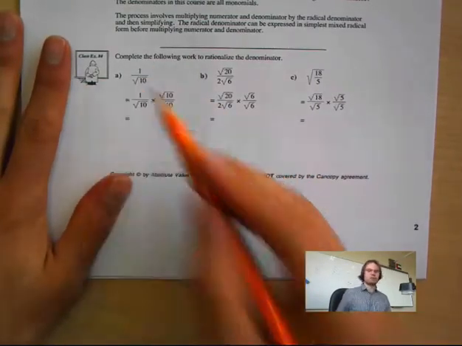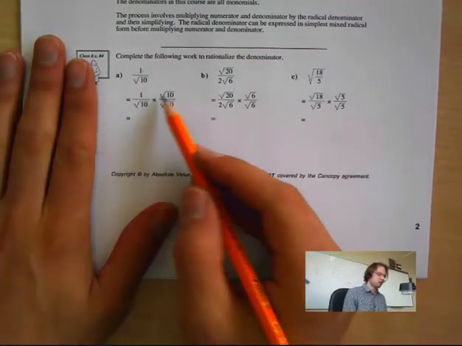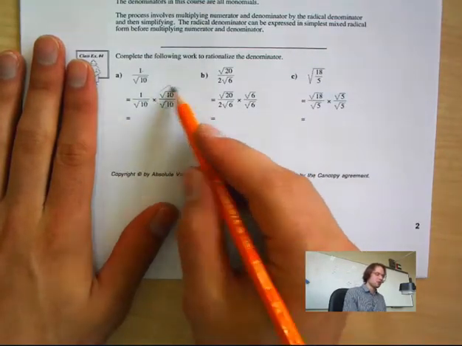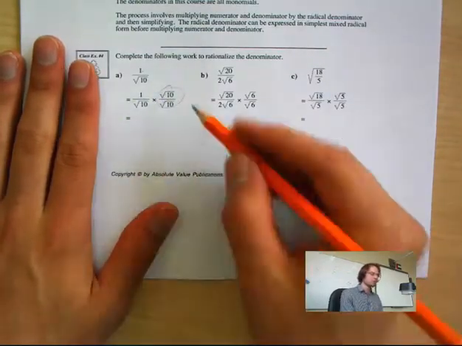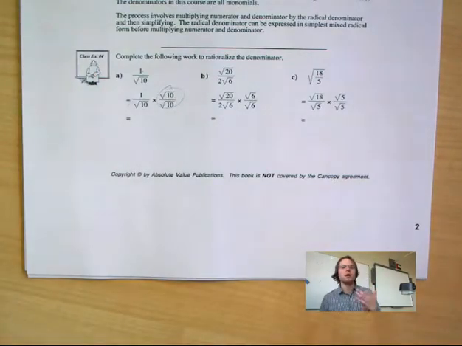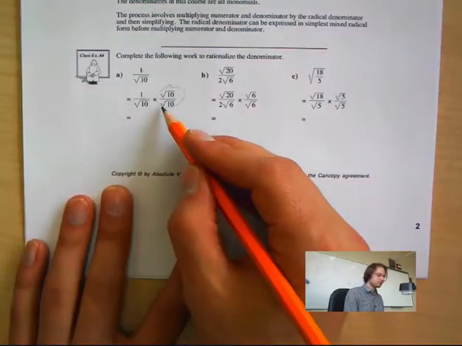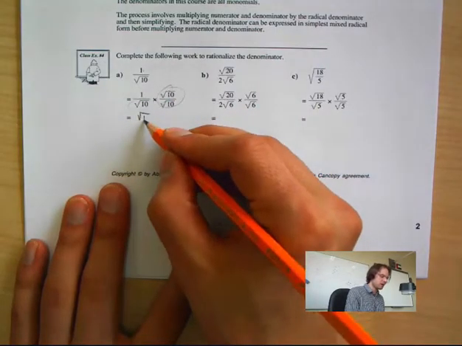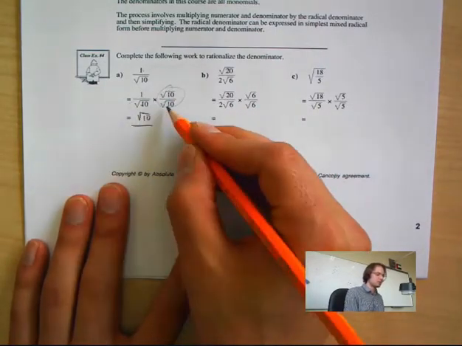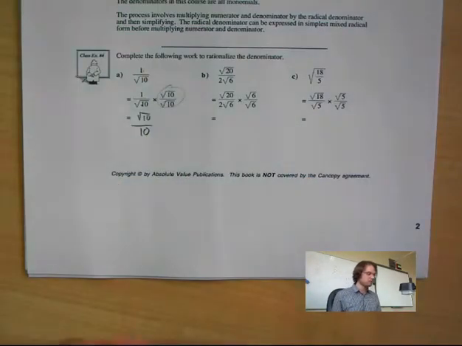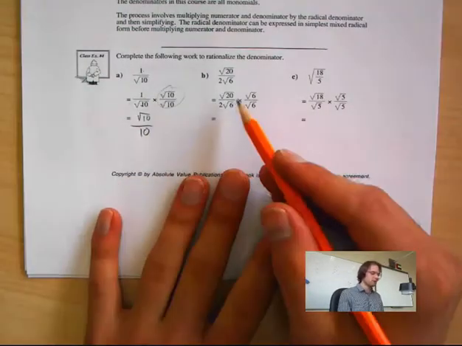We have 1 over square root of 10. So they started it off, and they multiplied both sides by square root of 10. Notice how they multiply by the root, the top and the bottom? This is the same thing as multiplying by 1. So what we end up getting is square root of 10 all over root 10 multiplied by root 10, which is the same thing as 10. That's it.